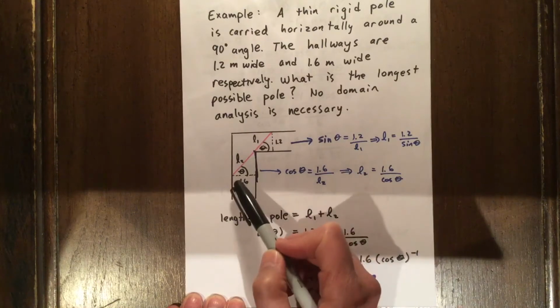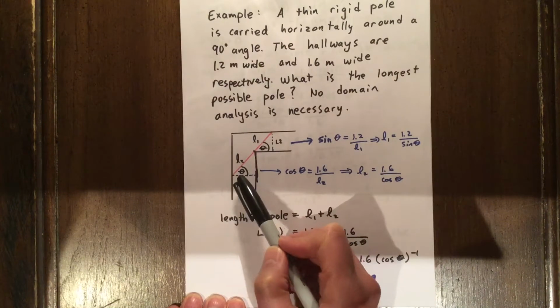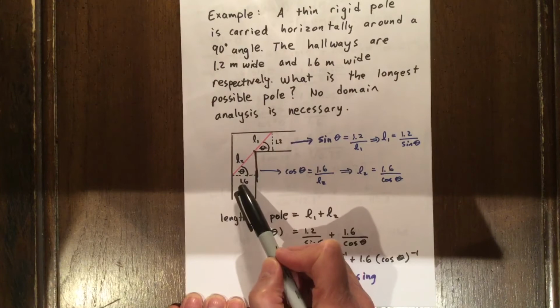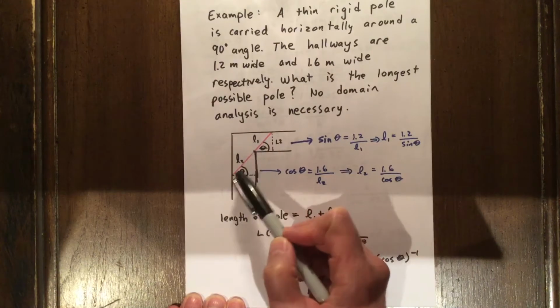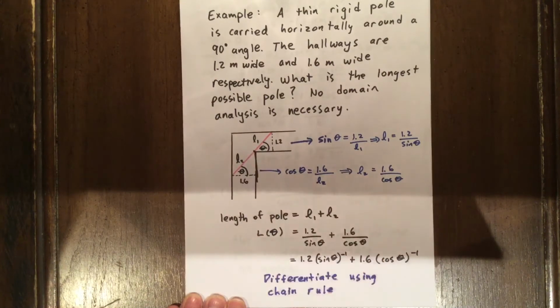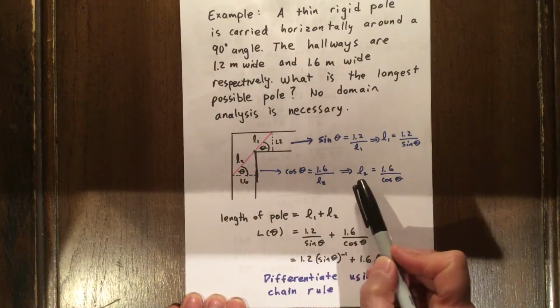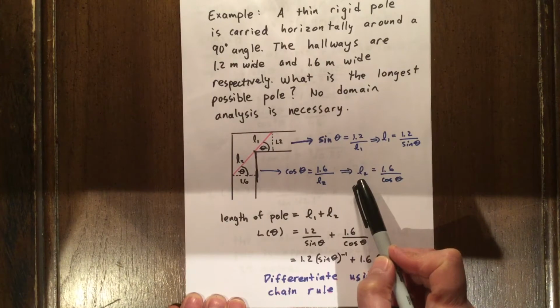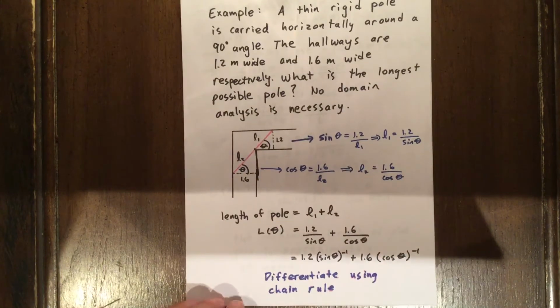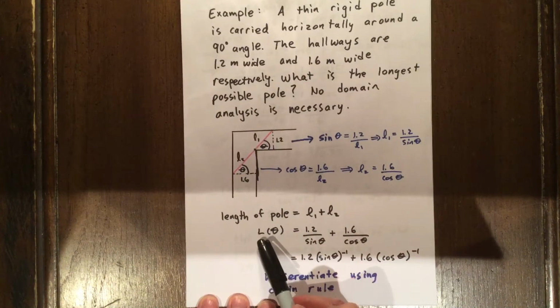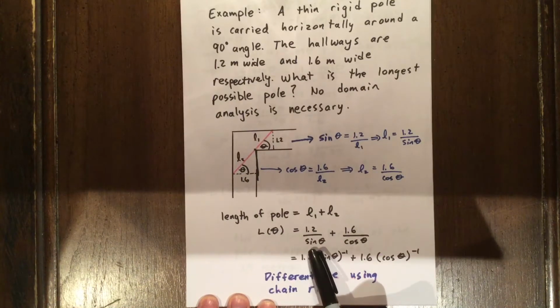Similarly, we can look at this angle theta and say that cos theta is equal to 1.6 over L2, where L2 is this length of the pole. So cos theta is 1.6 over L2. Doing a little simple rearranging, we get L2 is 1.6 over cos theta. Now we can see that the length of this pink pole is equal to L1 plus L2. So in other words, L of theta is equal to 1.2 over sine theta plus 1.6 over cos theta.